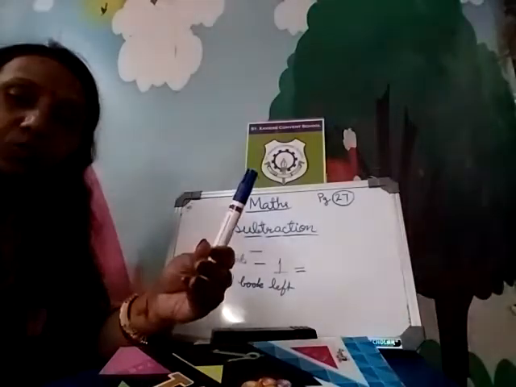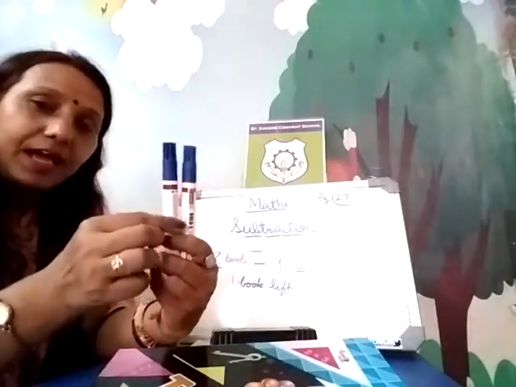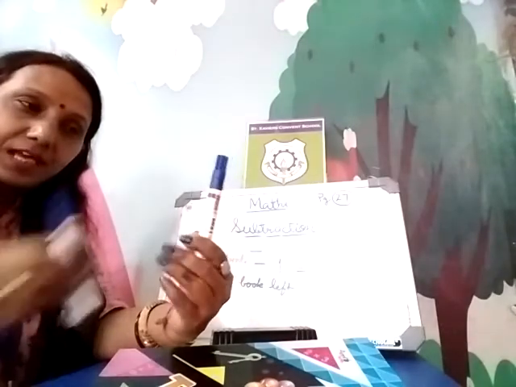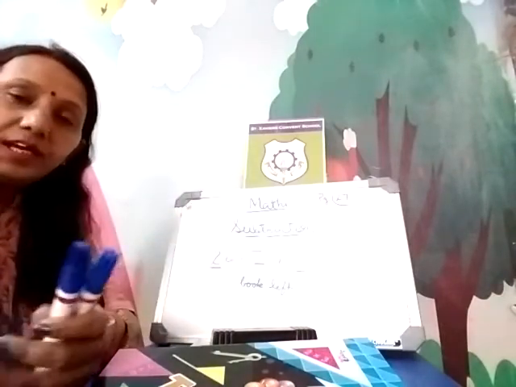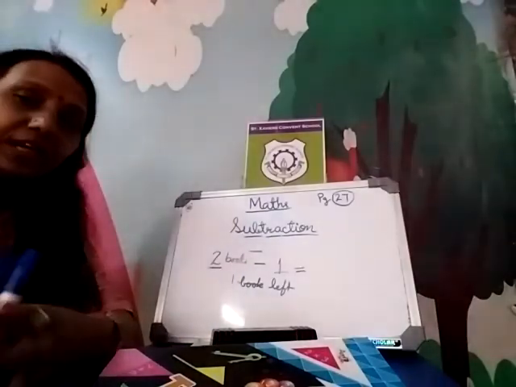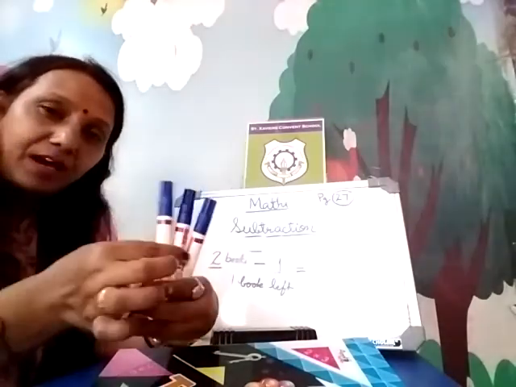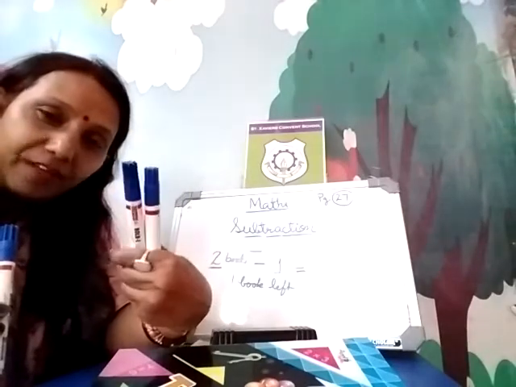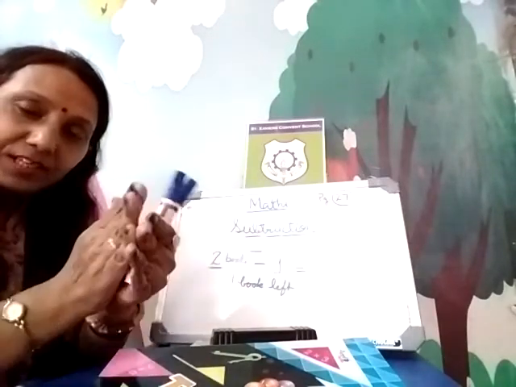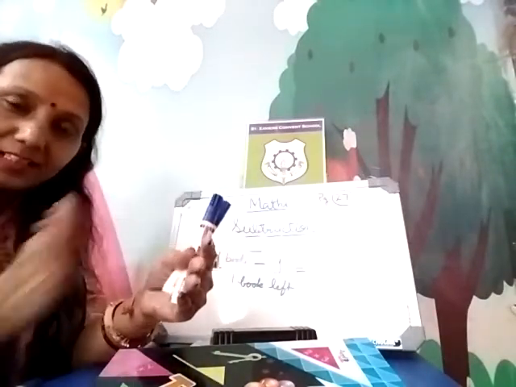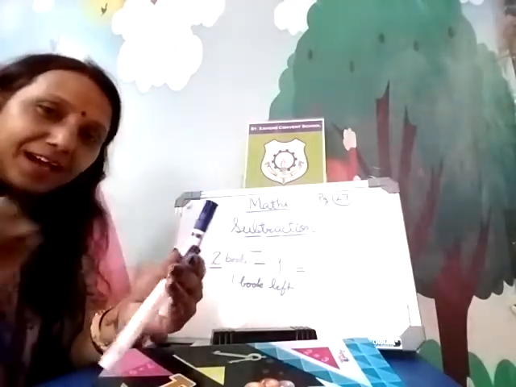One marker, two markers means added. But there were two markers and I just minus one. Just kept one. So how much is left? One left. Okay. In this way, 2 markers minus 1, 1 left. 3 markers minus 1, 2 left. So minus is what? That is subtract. We just subtract, just cut. Okay. So how will you learn subtraction? By cutting the lines.